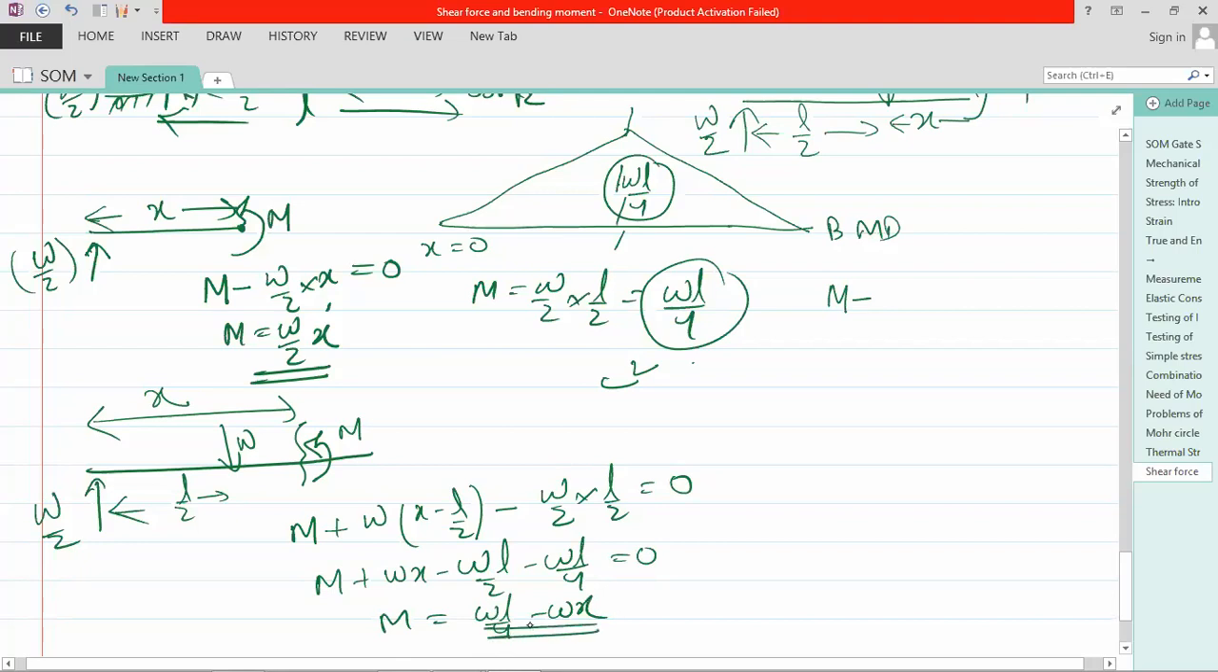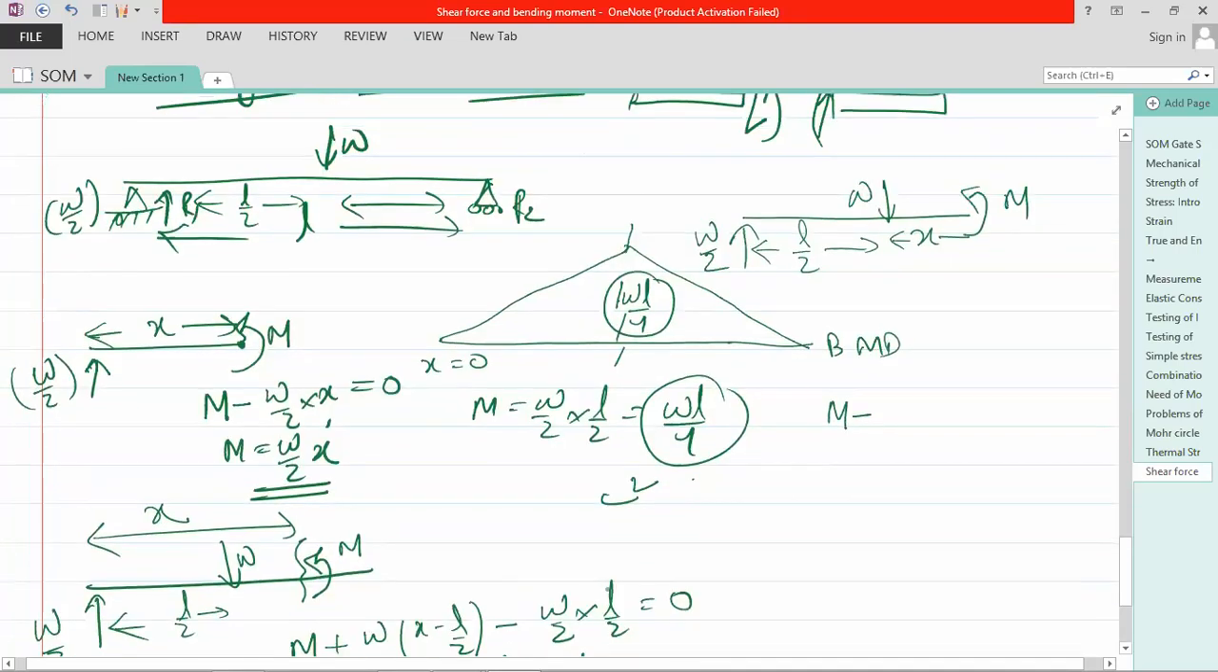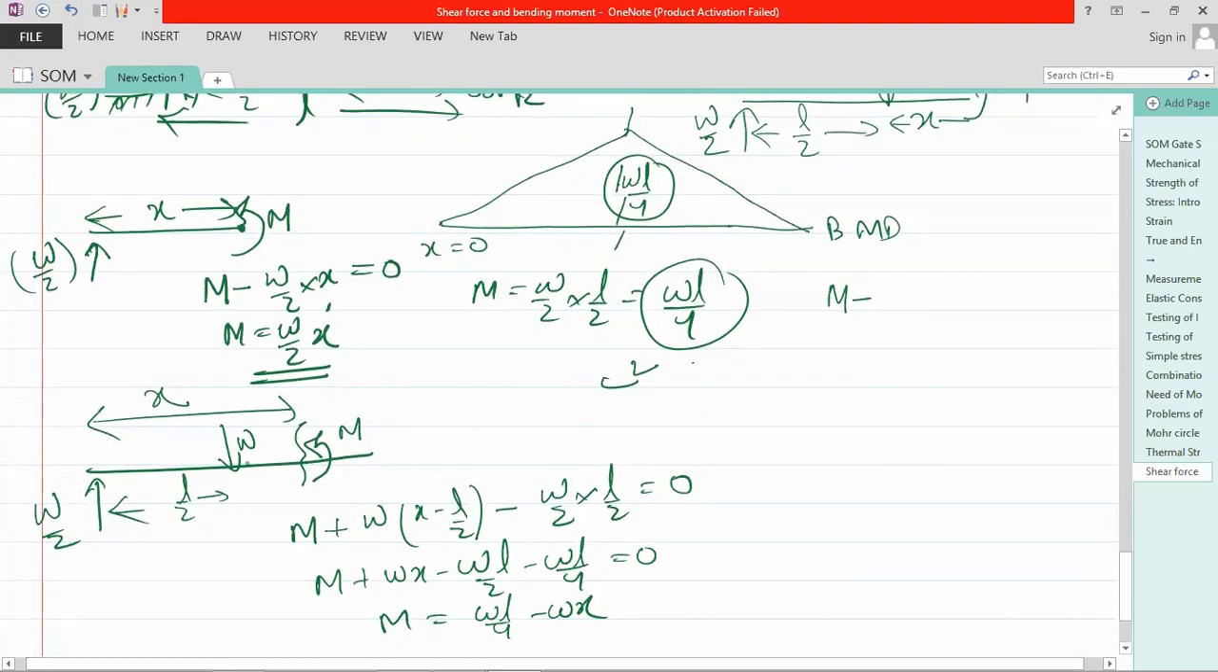Okay. So what happened at x equal to 0, that means at the midpoint? At x equal to 0, the moment is WL by 4, and after that it is gradually decreasing, and at x equal to L by 2 again, it will gradually decrease to 0. So this is how the value is ending here in the negative y direction.